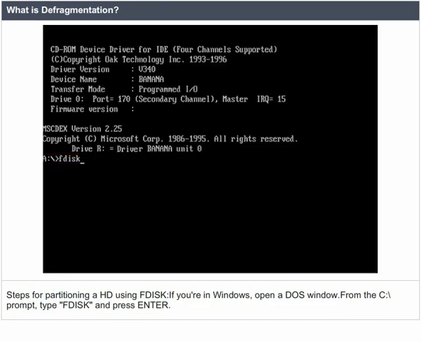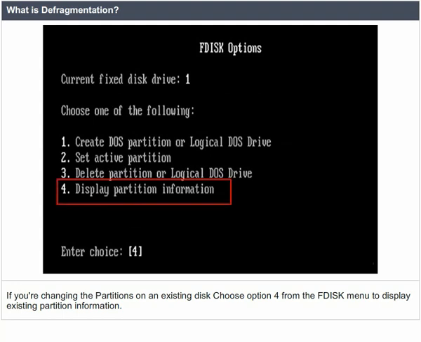Steps for partitioning a hard disk using fdisk. If you are in Windows, open a DOS window. From the C: prompt, type fdisk and press enter. If you are changing the partitions on an existing disk, choose option 4 from the fdisk menu to display existing partition information.